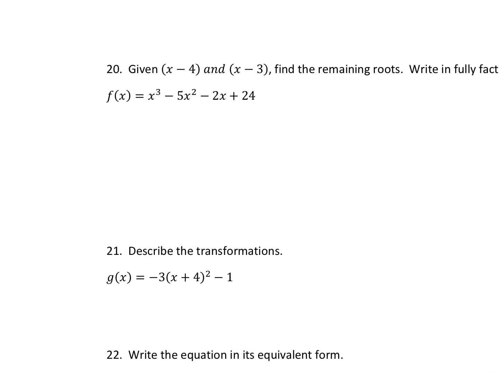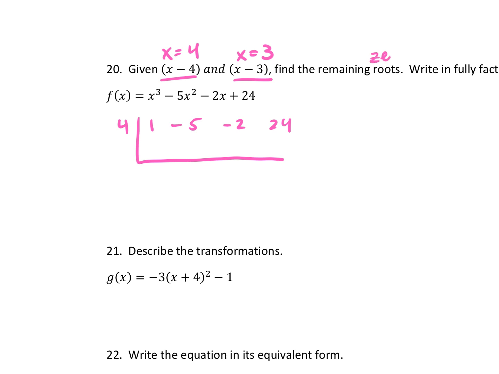So we can break this down into something smaller by dividing these two. So here x would equal 4 and x would equal 3. So we're going to write our coefficients inside the box, 1, negative 5, negative 2, and 24. We can put 4 outside. It tells us that it is a root, which means that it's a factor, it's a 0. This is the same thing as saying find the zeros. So we're going to end up with 0 as our remainder, but let's do it and we'll break it down.